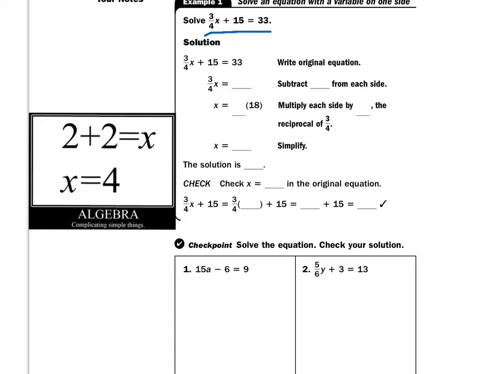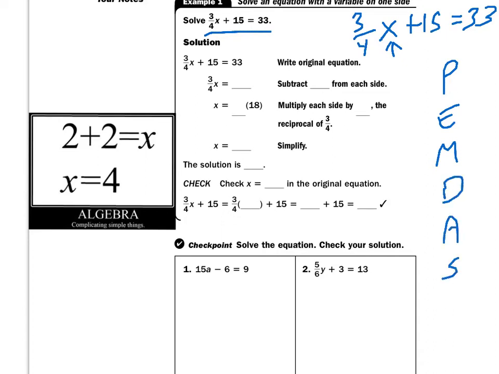So when we solve this, we have 3/4 x plus 15 equals 33, and we're trying to find x. Well, I always kind of described it as peeling away from the x. I want to get stuff back away from that x variable. And I talk a lot of times about PEMDAS backwards. So if I'm trying to peel away from the x, I see if there's anything I can subtract or add from both sides. And on this one, it looks like I can subtract 15 from both sides. So now I have 3/4 x equals 18.